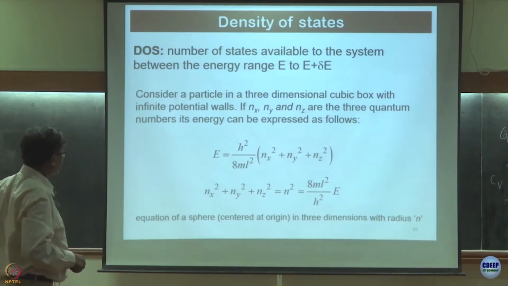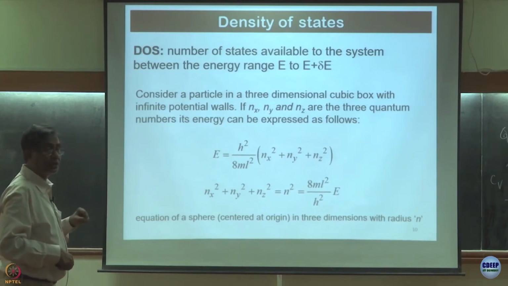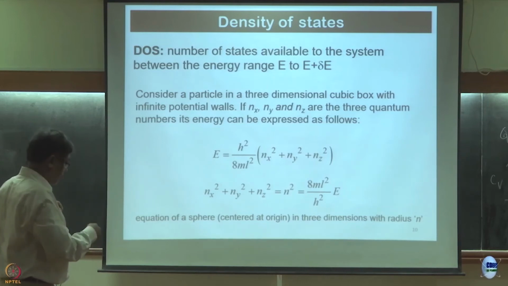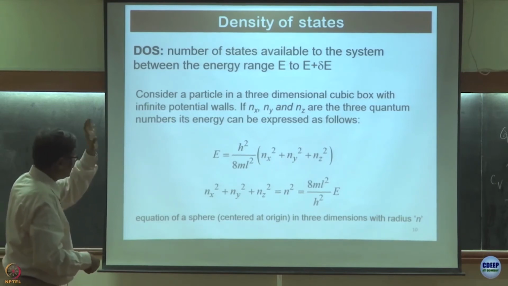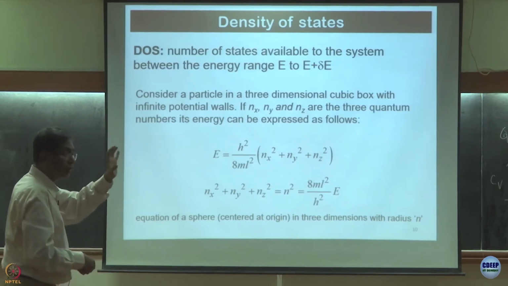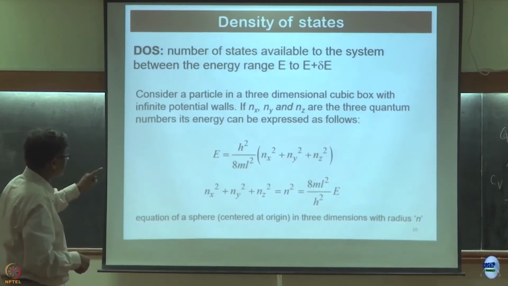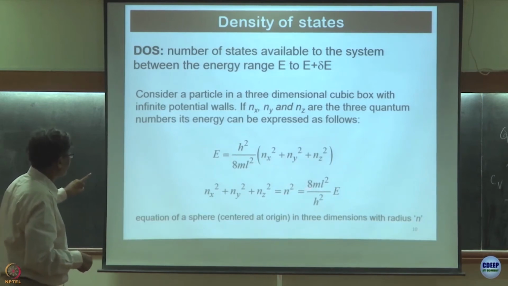I vary nx along the x axis, ny along y and nz along z. They are discrete points in a grid. However, since mine is 1 to infinity, I populate, because of my energy levels, only 1/8 of that. The n square I can write as this quantity, a vector in that space, and that is given by E. So, that is 8 m L square by h square times E.